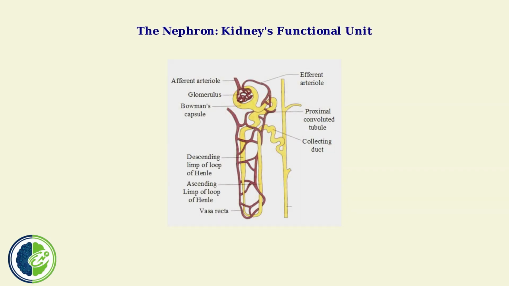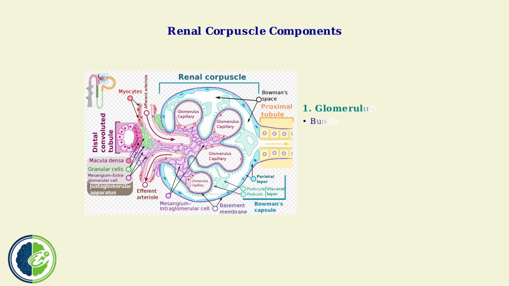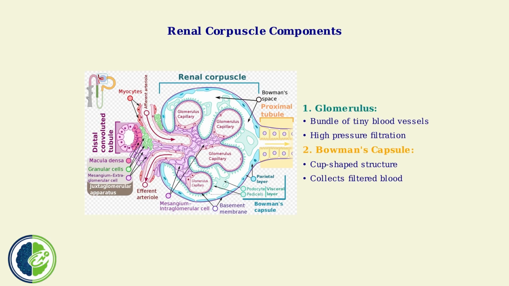The secret lies in tiny structures called nephrons. Each kidney contains about 1 million nephrons. That's like having a million tiny water treatment plants working together. Now, let's break down each part of the nephron step by step. We start with the renal corpuscle. This is where blood filtration begins. It's made up of the glomerulus and Bowman's capsule.